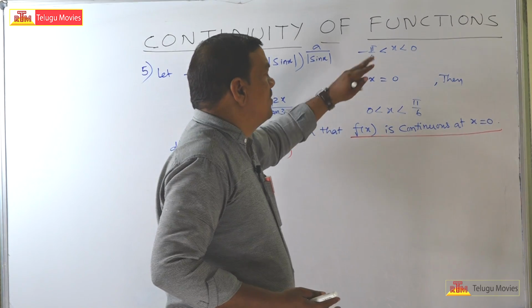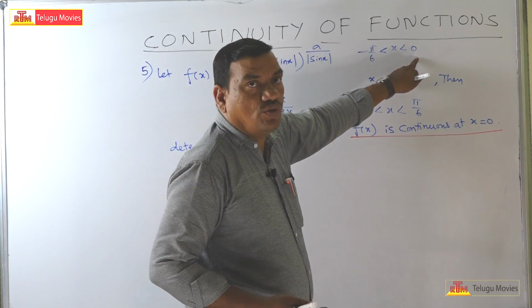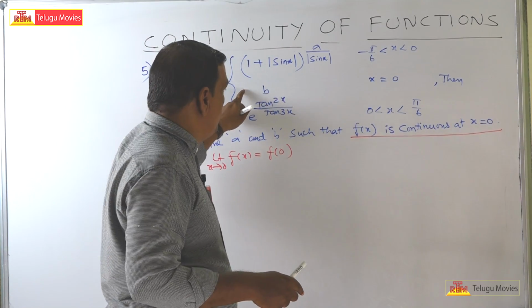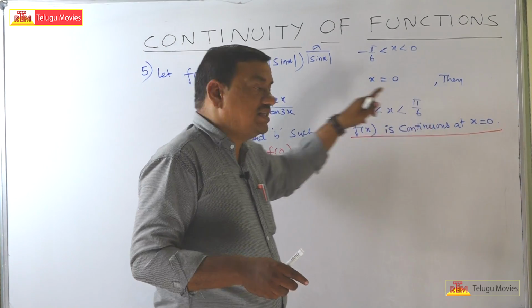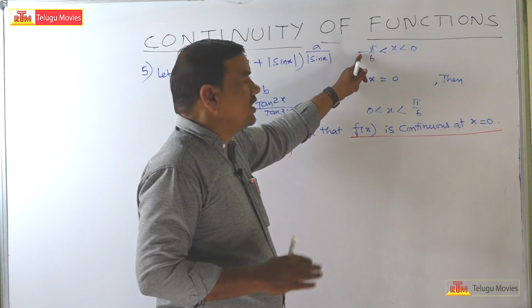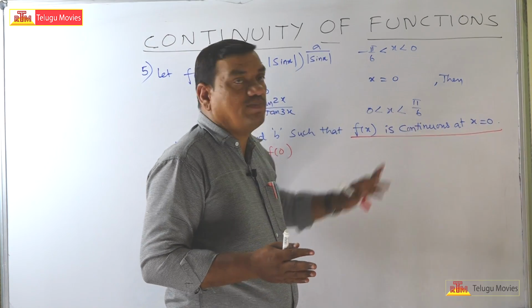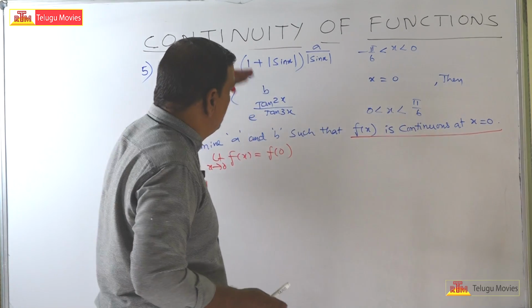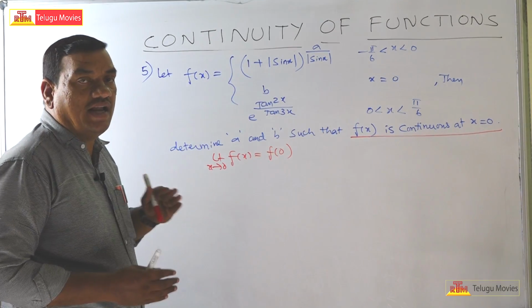Piecewise means what? From minus pi by 6 to 0, the function is defined like this. At exactly 0, the function is defined like this. From 0 to pi by 6, the function is defined like this. So on the whole, the domain is minus pi by 6 to plus pi by 6, open bracket, and in this interval the function is defined piecewise.